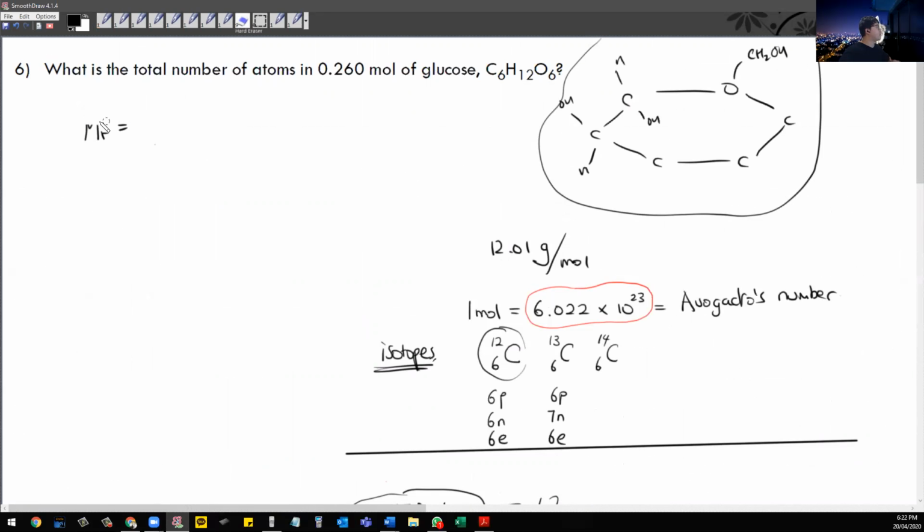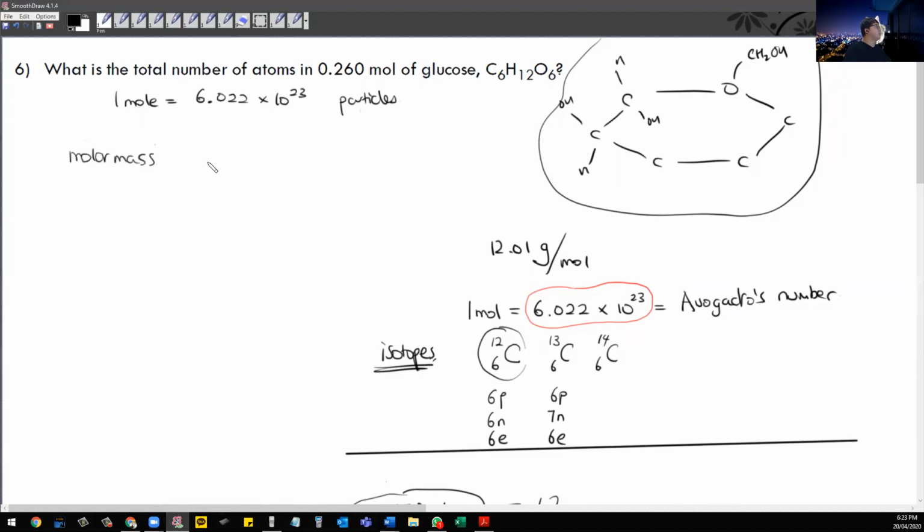Now, let's go back to this question. It's a very simple one here. We know that 1 mole is the same as 6.022 times 10 to the power 23 atoms or molecules, or particles, let's say. Let's first figure out, don't worry about the question, I want you to figure out the molar mass.